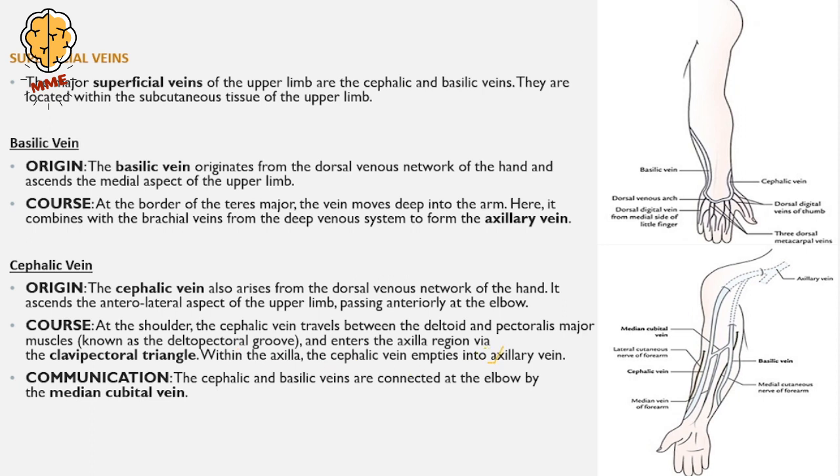So clavipectoral fascia is an important topic for your professional examinations, and even this cephalic vein is also important. It comes as a short note in your professional examination. Communication: the cephalic vein communicates with the basilic vein via the median cubital vein. So here is the median cubital vein and here is the cephalic, which is on the anterolateral aspect, and this is the medial aspect of the basilic vein.